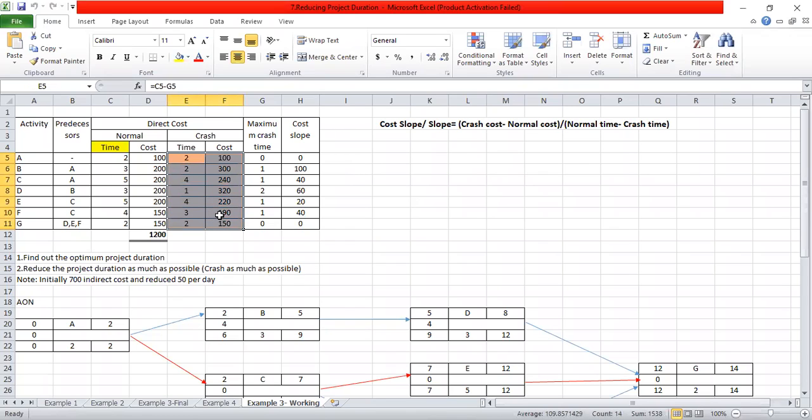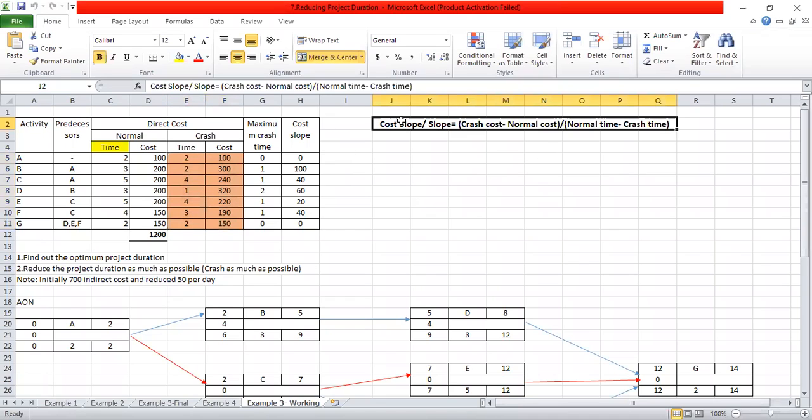So as a first step in this question, first you have to find out the crash time and crash cost, right? So how are you going to find out the crash time? We know there is a simple equation. Cost slope can be calculated using the crash cost, from which you deduct the normal cost, and the whole thing you divide by the normal time minus crash time.